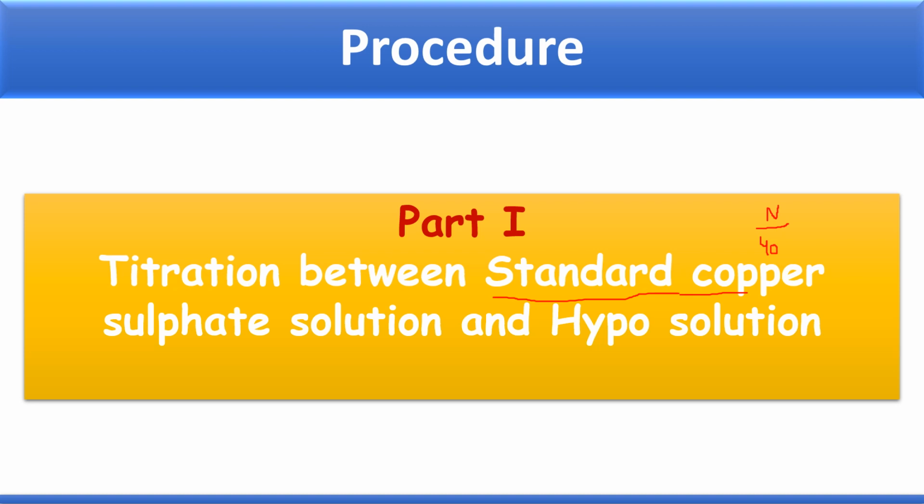That means we are using 0.025 N normality of standard copper sulfate solution. So always remember, standard solution is the known concentration solution. Okay, so here we are using N by 40 or 0.025 N normality copper sulfate solution as a standard copper sulfate solution.